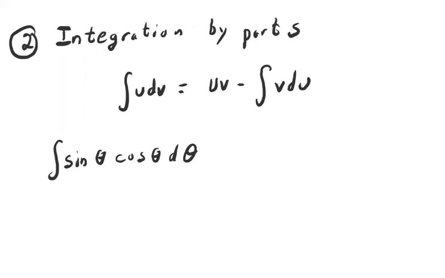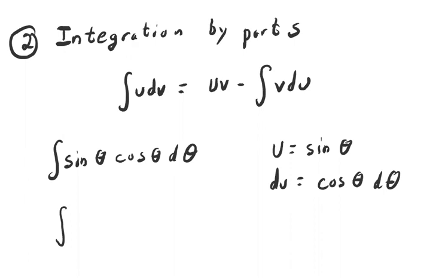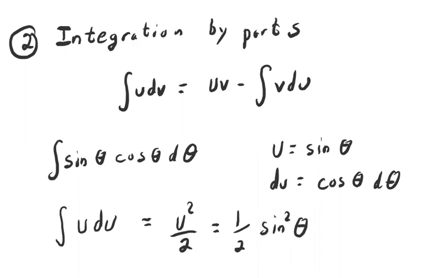Namely, you will let u equal sine theta, du will be equal to cosine theta d theta. So a change of variables tells you that this integral can be written as u du. You can do that integral easily as an elementary integral, and hence your answer is just 1/2 sine squared of theta. I'm writing these as indefinite integrals, so I'm not worried about the limits of integration for the moment.